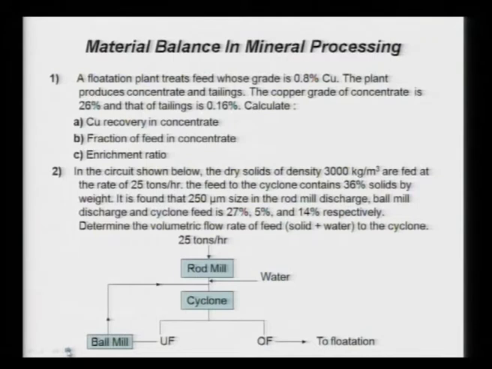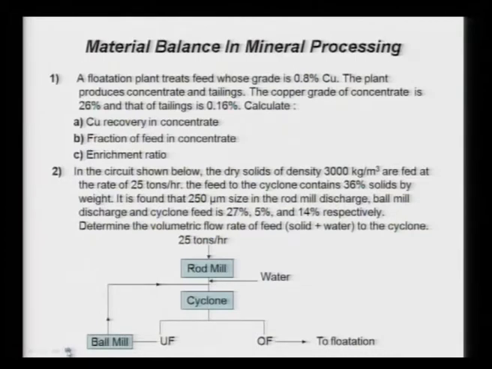Problem number 2: there is a ball mill circuit which employs rod mill and ball mill for typical milling operation, as shown, and the problem is as follows. In the circuit shown below, the dry solids of density 3000 kilogram per meter cube are fed at the rate of 25 tons per hour. The feed to the cyclone contains 36% solids by weight.